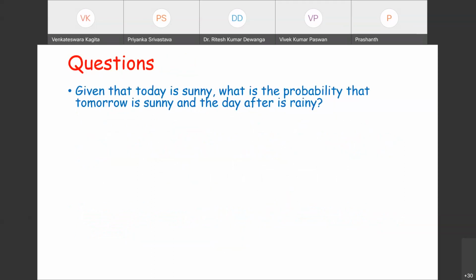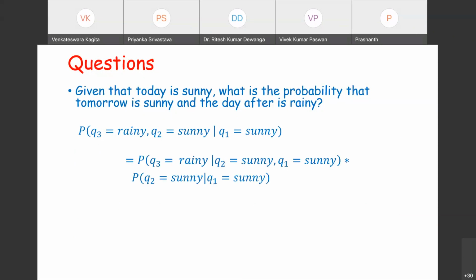So the question: given that today is sunny, what is the probability that tomorrow is sunny and the day after is rainy? So this is what we are interested in. What is the probability that Q3 is rainy and Q2 is sunny given that Q1 is sunny? How do you write it? You can write it as probability that Q3 equal to rainy given Q2 sunny, Q1 sunny times probability of Q2 sunny and Q1 sunny. So already someone computed. Very good. 0.16 somebody said. Let's see whether it is correct or not.